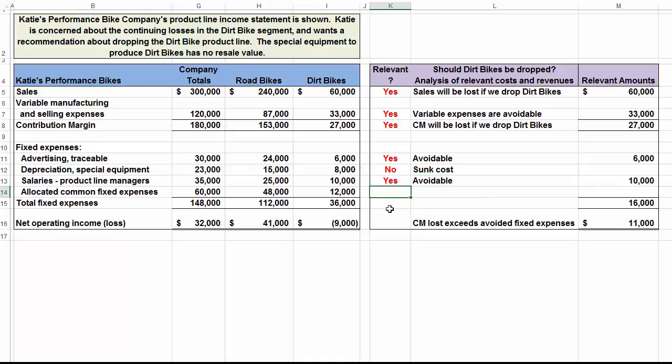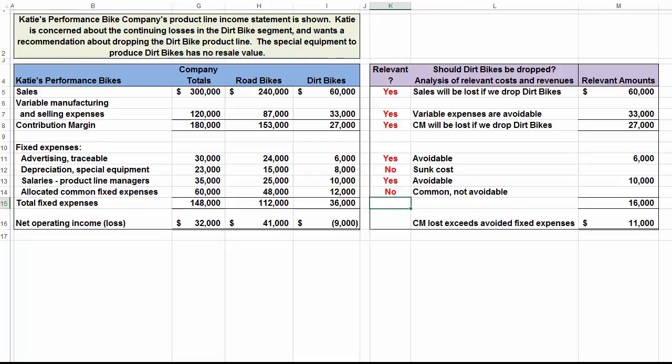And finally, what about allocated fixed expenses of $12,000 for dirt bikes? We have learned that allocated common fixed expenses are just that, they're common. And if we get rid of a product line, it doesn't mean that the allocated expenses will go away. In fact, the company will continue to pay for them. They will continue to exist. We will say that because we can't avoid those common fixed expenses, they are common and not avoidable.